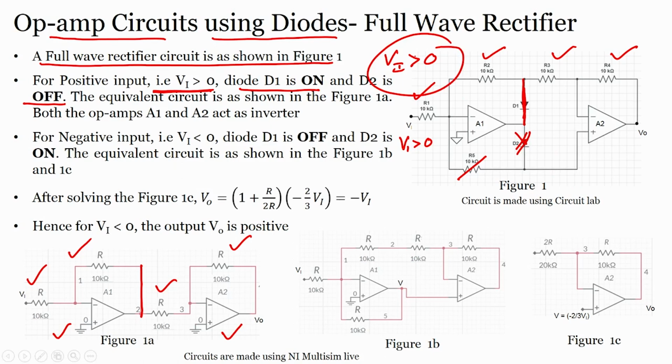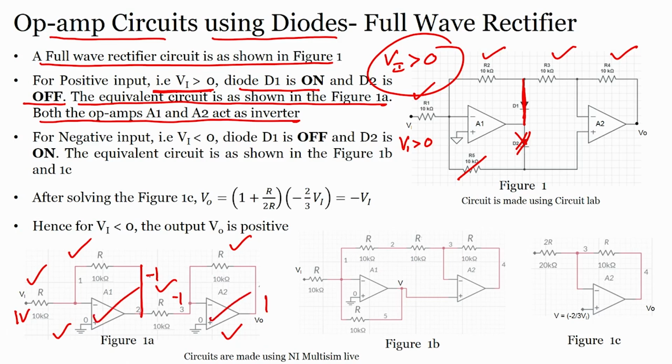So this is what we are saying, the equivalent circuit is as shown in figure 1a, when you have Vi greater than 0, where both the op amps A1 and A2 will act as an inverter. Now, if I apply a voltage, let us say 1 volt, my gain is 1, so the output will be minus 1. If I apply minus 1, that will go to here, my gain is again 1, so this will also act as an inverter.